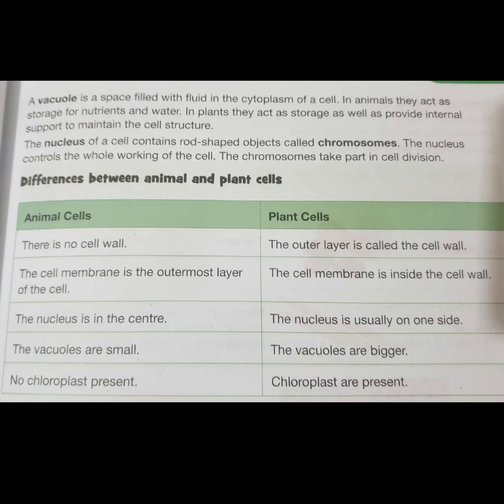Now in the next topic we are told about the differences between animal and plant cells. There are certain basic differences between animal and plant cells. For example, the cell wall is present in case of plant cells, whereas it is absent in animal cells.